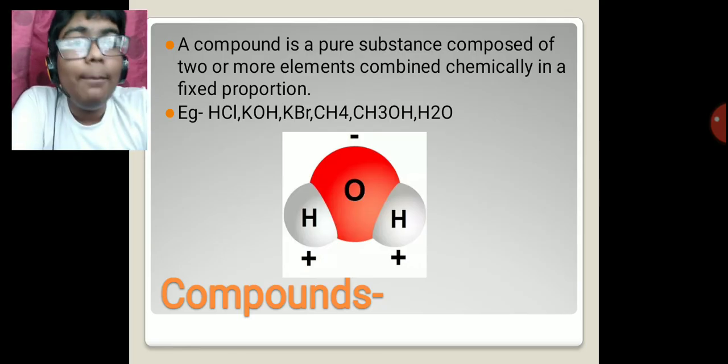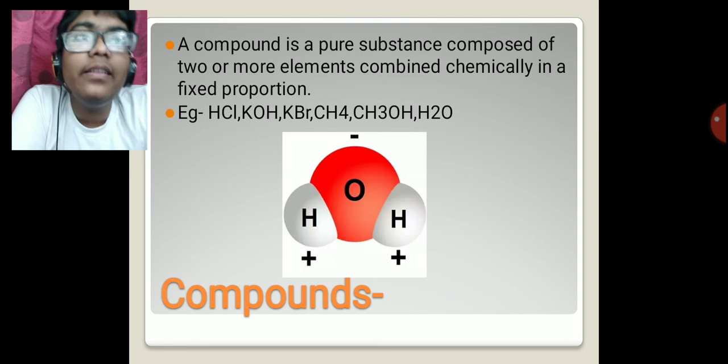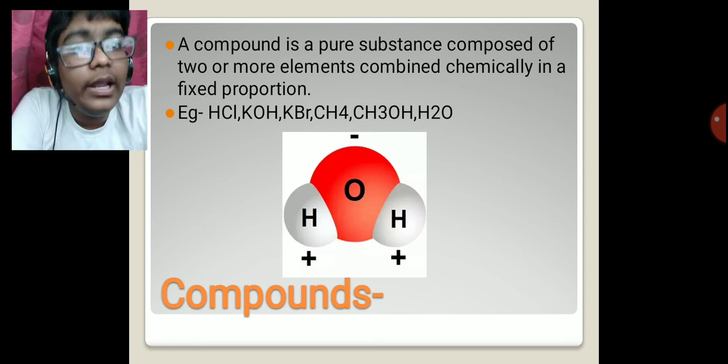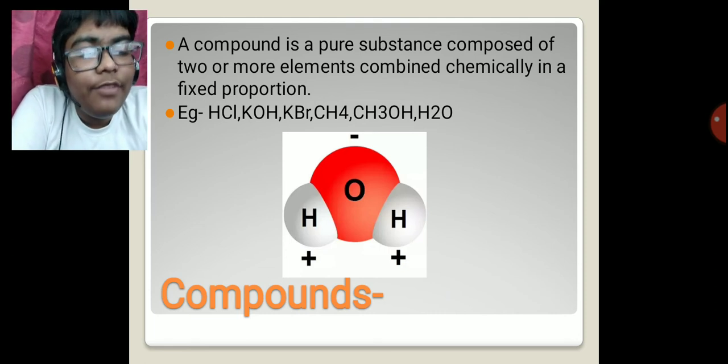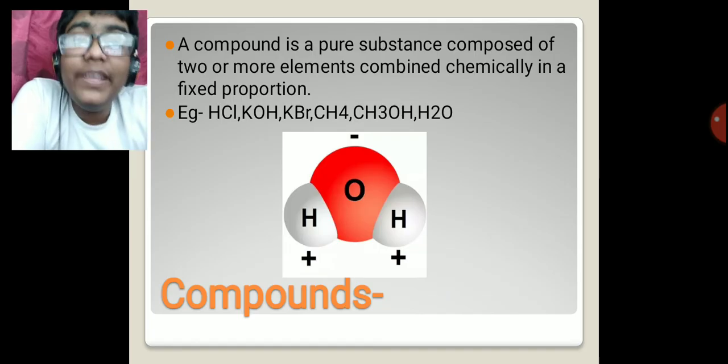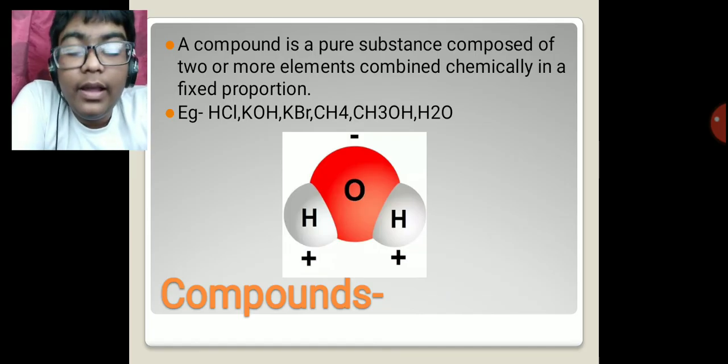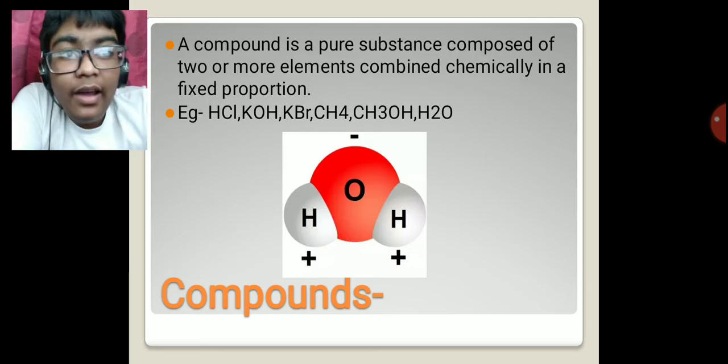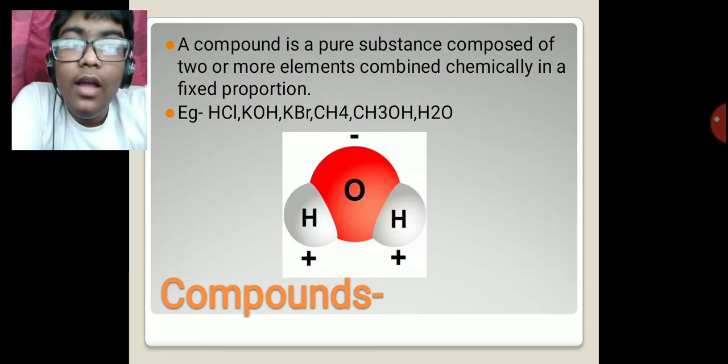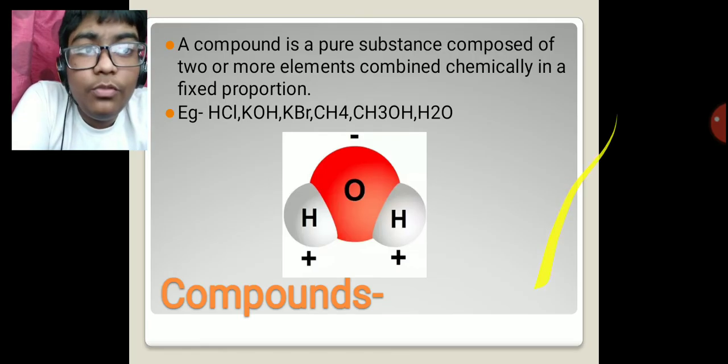Compound. A compound is a pure substance that is composed of two or more elements which are combined chemically in a fixed proportion. Examples are hydrochloric acid, HCl, KOH, KBr, CH4, CH3OH, H2O and all that.